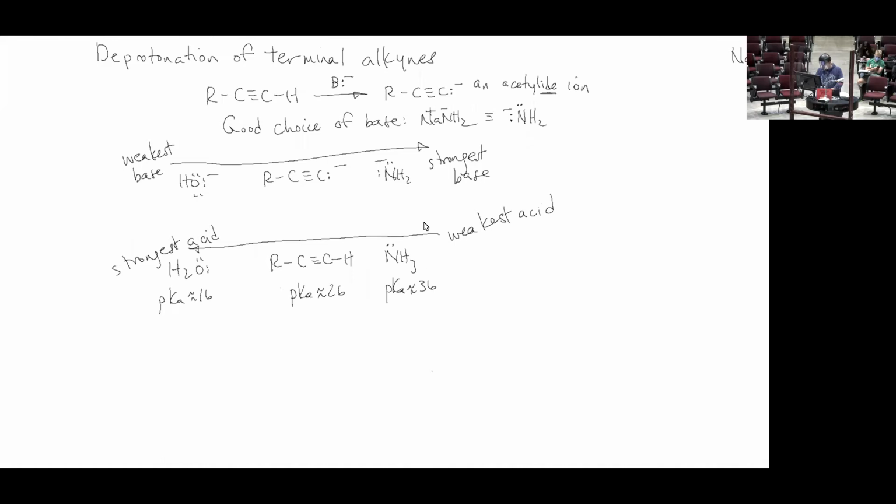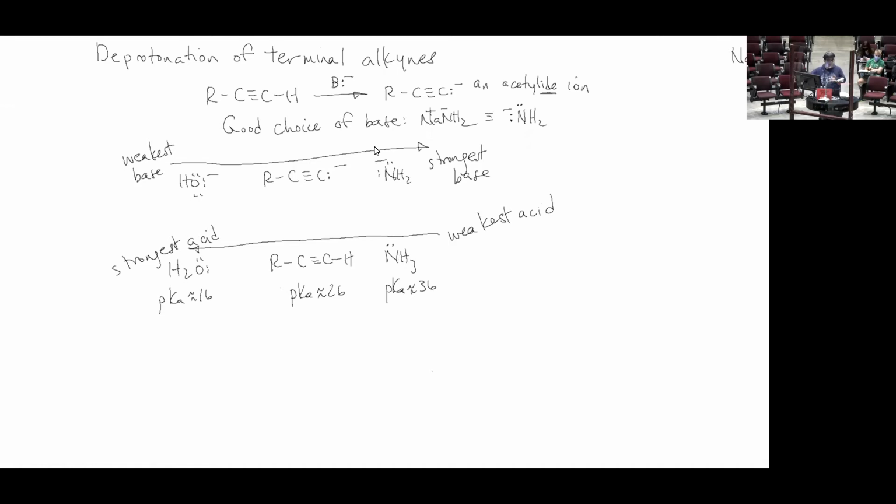That's why we need the conjugate base of something with a higher pKa than that proton in order to pull that proton off in anything approaching quantitative. And so that's why this is a good choice of base, sodium amide, we call it. Usually the solvent is going to be liquid ammonia, which we've already met, and we'll go over that shortly.